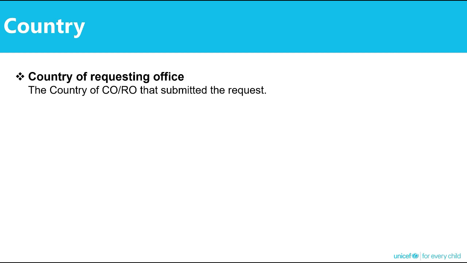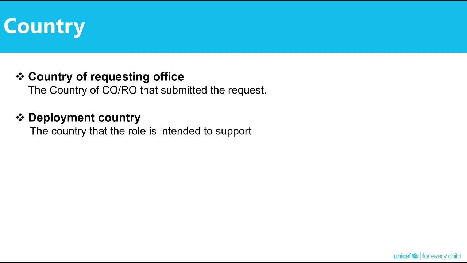Alright, let's talk about countries. In this slide, we focus on geographical attributes related to request. First, we have the country of the requesting office, which refers to the country of country office or regional office that submitted the surge request. Then we have the deployment country, which refers to the country where the deployee is meant to provide support.